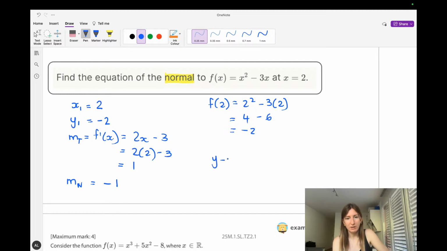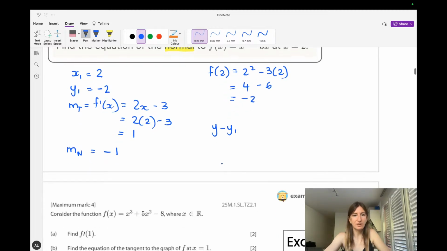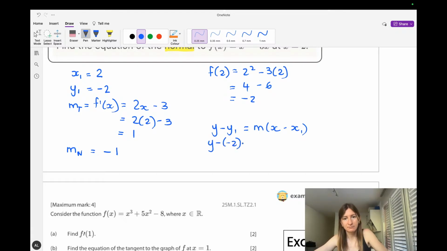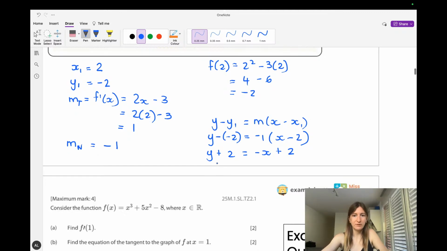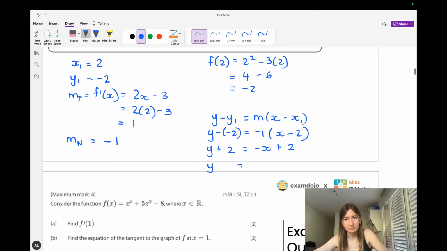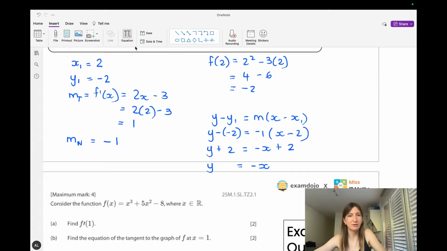And let's put it into my formula. Make sure I don't cover that for anyone. So, -2. My m is now -1. And my x1 was 2. So simplify, y plus 2 is -x plus 2. And then -2 from that side. If I have +2 -2, that's just 0. So it's just y equals -x. That's the equation of my normal.